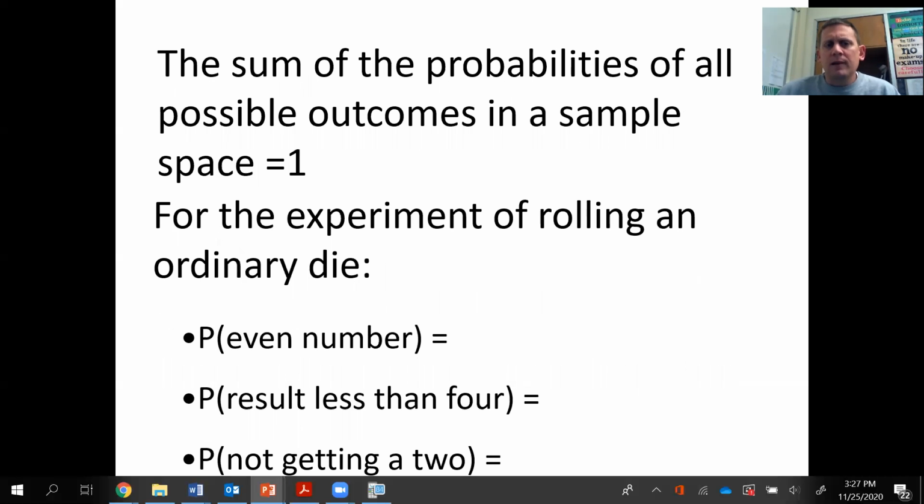The sum of all the probabilities has to equal 1. So when you think of an event, the event rolling a die, everything has to add up to 1 when you put them all together. So when you roll a die, there are 6 outcomes. Those probabilities have to add up to 1. So 1/6 plus 1/6 plus 1/6 plus 1/6, 1/6, 1/6 has to add up to 1, and it does.